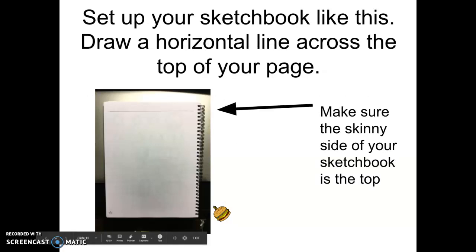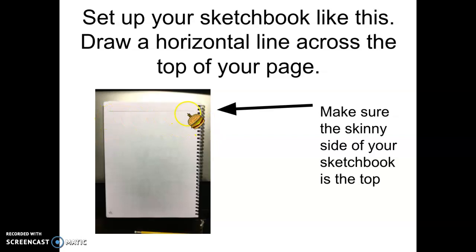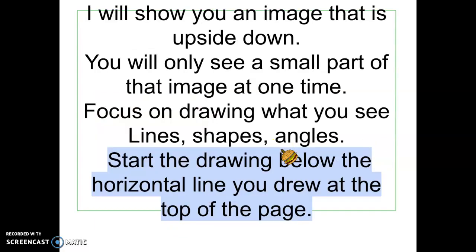So setting up your sketchbook, what I need you to do on this page, or if you have room on page 14, it looks like I was on page 14 for this example, you can go wherever. Set up your sketchbook like this. I want you to draw one horizontal line at the top of the page. You can use a ruler or another piece of paper to make it straight. Just make sure that the skinny side of your sketchbook is the top. That's super important.